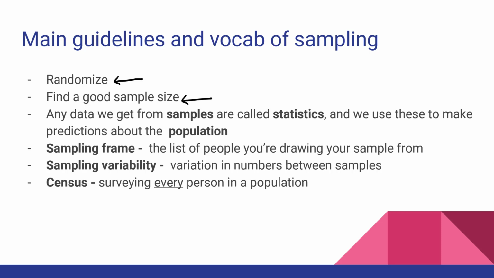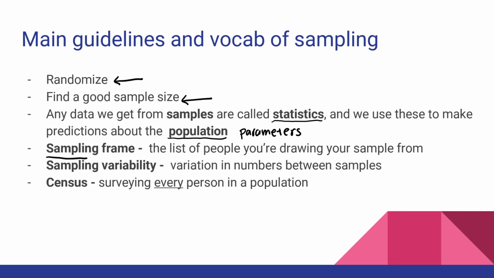A third thing you need to remember is that any data that we get from our samples is called our statistics. So if I go out and ask 50 people how many times a week they go out for Starbucks, and then I get an average of 2.3 days, then 2.3 is our statistic. And then we use these statistics to make predictions about the population. And the information about the population, so the average number of times everyone in America goes out for coffee, is our population parameters. So information about samples is called statistics, and information about populations is called parameters.